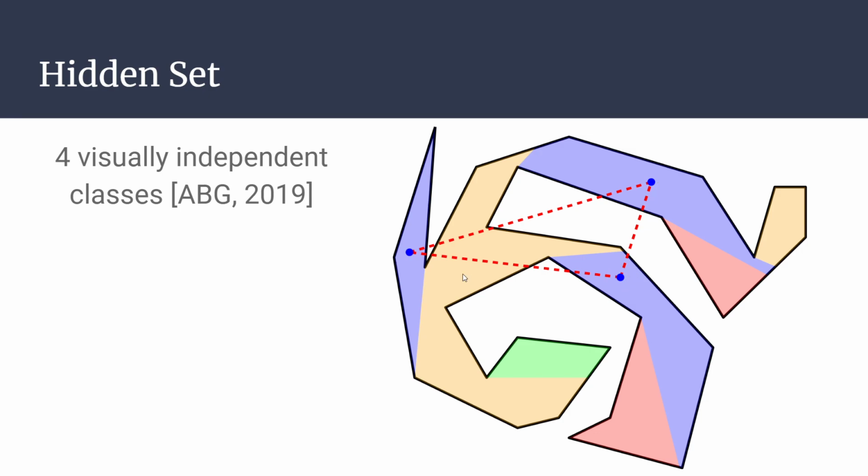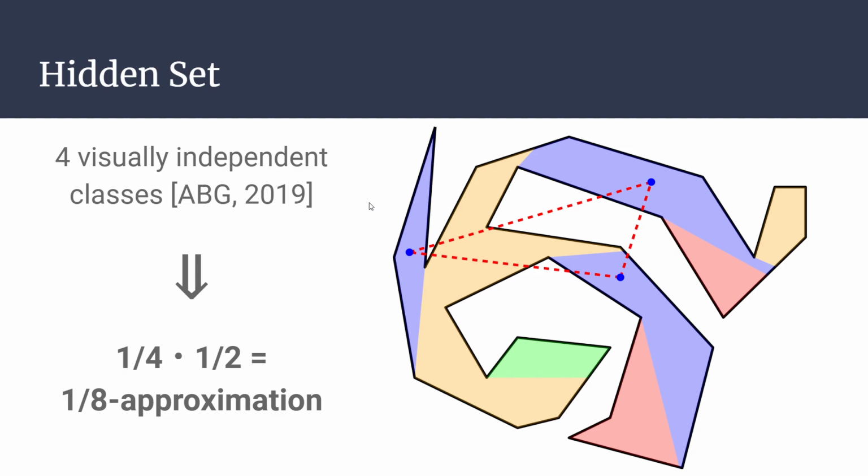But the nice thing is that they're visually independent, so any point in here cannot see any point in here, and any point in here cannot see any points in here. They're independent from each other in terms of their visibility. What this implies for us is that if we take the hidden set from this blue, this blue, this blue, they're hidden from each other. So we can take the best of those 4 classes, 1/4 times 1/2, a 1/8 approximation. We've lost at most 7/8 of the points when we take the best of the 4. So it can't be any worse than 1/8. It can be better, but it can't be any worse than 1/8.